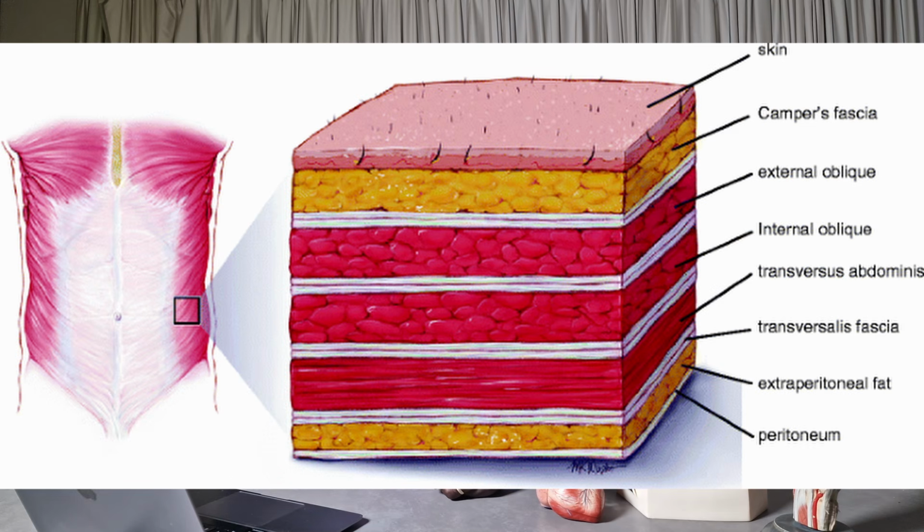But when information is organized, it becomes much easier to remember. You start from the surface and you move inward. So skin, fat, fascia, muscles or aponeurosis, peritoneum. And finally, you are in the abdominal cavity. Now, the layers form a logical pathway instead of random facts.